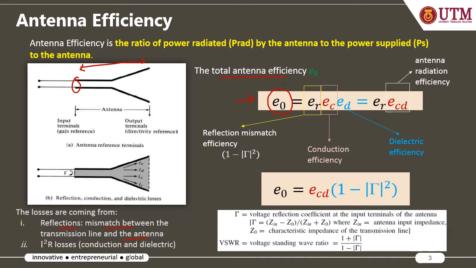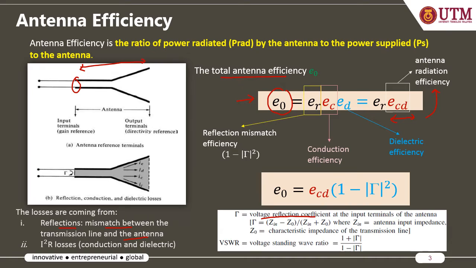ER is the reflection mismatch efficiency, defined by 1 minus gamma squared, and gamma is the voltage reflection coefficient at the input terminals of the antenna. While EC and ED, EC is the conduction efficiency and ED is the dielectric efficiency. So the equation may be simplified as ER multiplied with ECD, and this ECD is the antenna radiation efficiency.